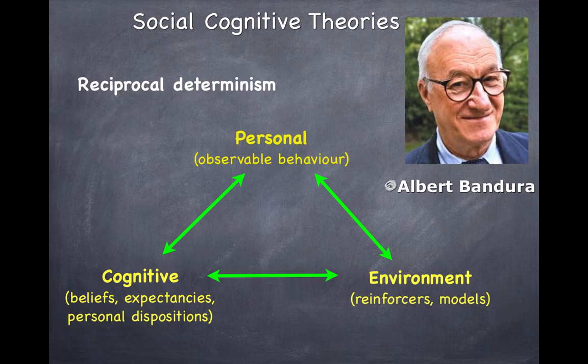So he looked at this relationship between your environment, what reinforced you, the models that were there, cognitive factors, your beliefs, expectancies, and personal dispositions, and your personal behavior, observable behavior, what you were seen to do, and saw this relationship as being influential in your personality.